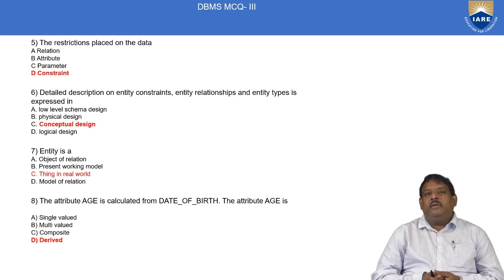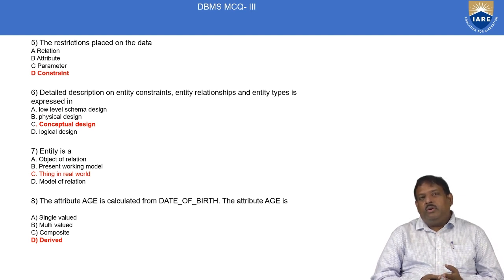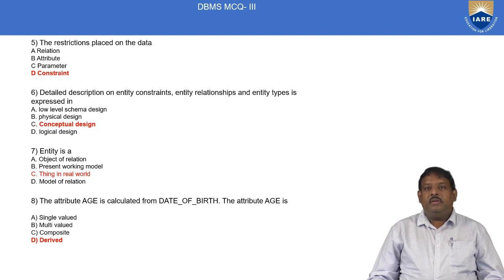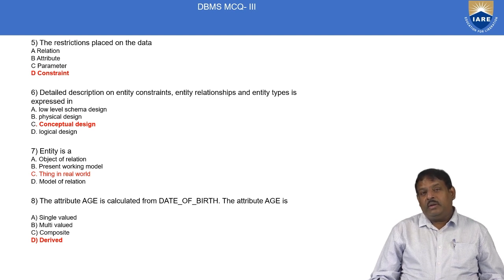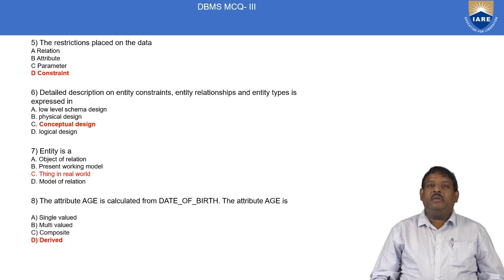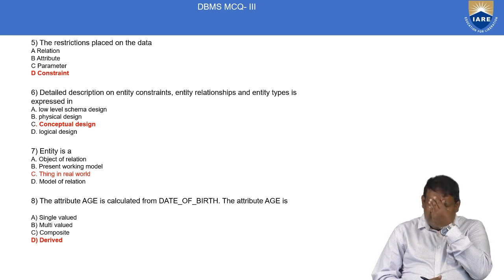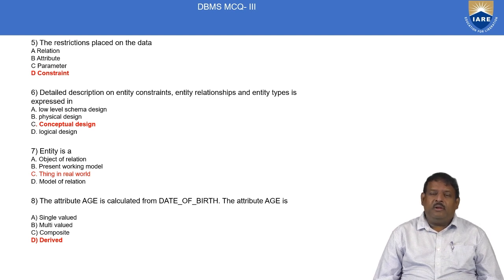Now, the restrictions placed on the data. What is the restriction placed on data? Suppose you have a name field, and you don't want to enter any integer values. You are restricting the end user from entering a numerical value into a character field. That is a constraint. A constraint is a rule. Also, you can make a constraint rule that my mobile number should be of 10 digits. If you try to enter less than 10 or more than 10 digits, you will not be allowed to enter. So a constraint is like a rule, a rule defined on the database. That constraint can be made at a table level or at a column level.